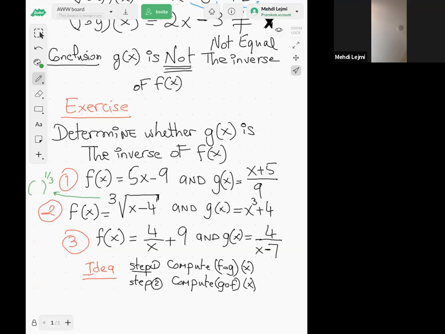In a minute, we're gonna see how to find the inverse of a function. So this is how we check. If you have 2 functions, this is how you check if a function is the inverse of another one. But we're gonna see how to find, in general, the inverse of a function.